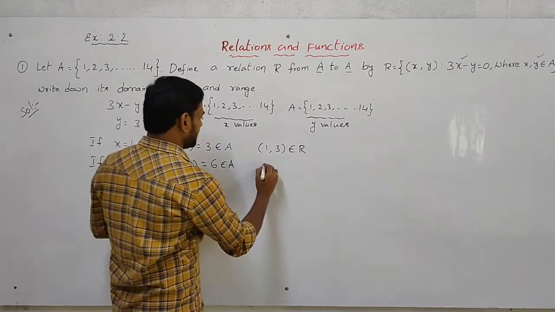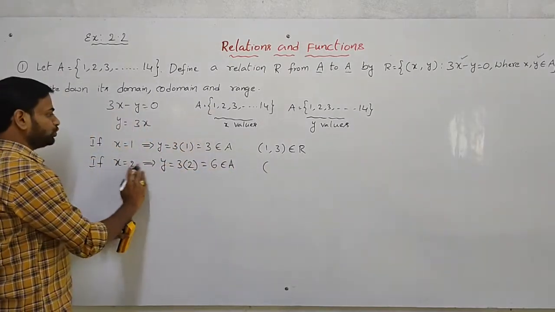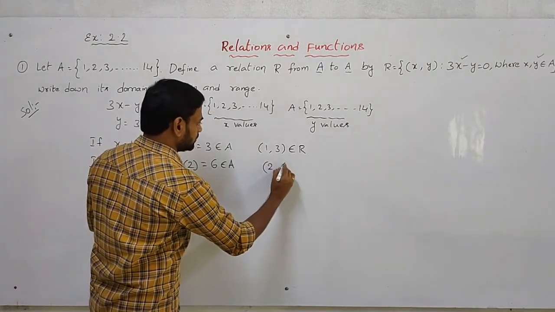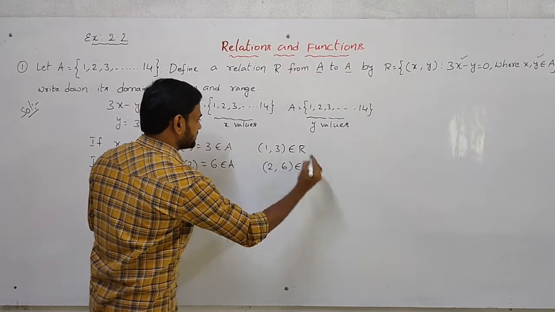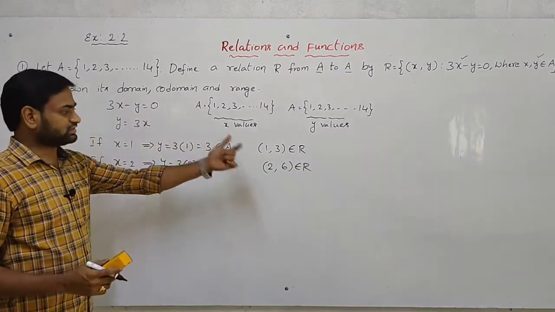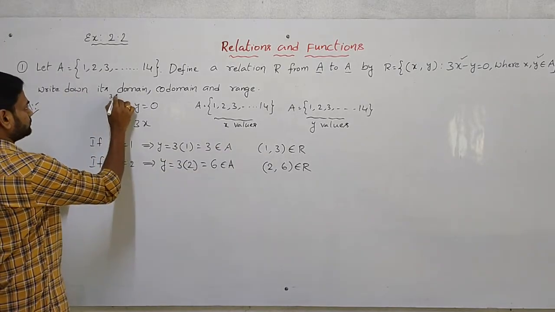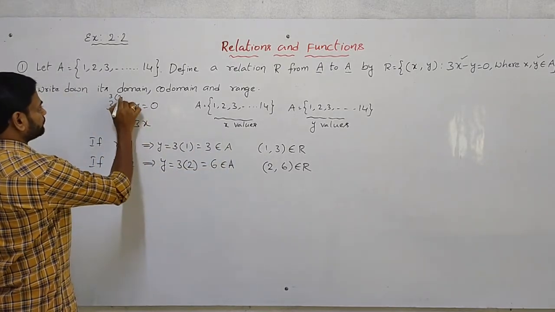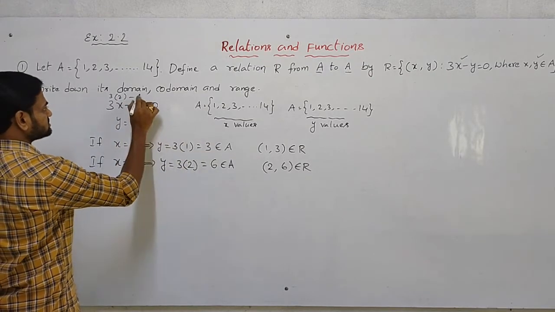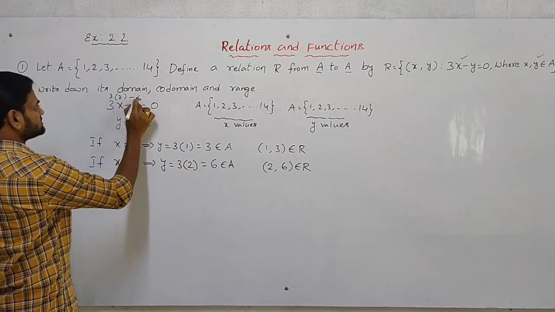So we can take the ordered pair: x value 2, y value 6. 2, 6 is in the relation. If you want, you can check this 2, 6 also. Substitute here: 3 into the x value 2 minus the y value 6. 3 into 2 is 6. 6 minus 6 is 0. Yes, correct.